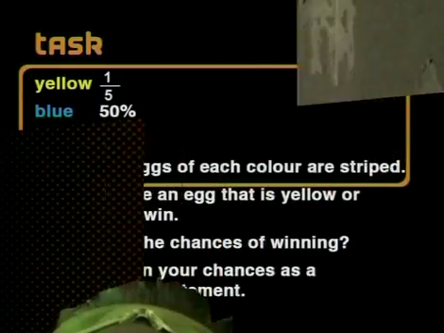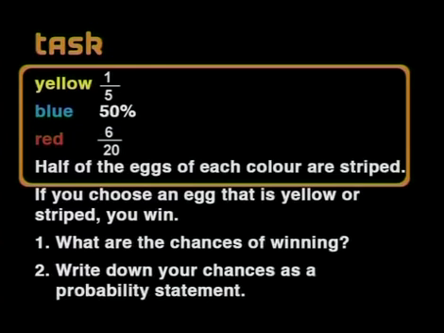Well, we worked out which choice gave Chabor a better chance of winning his game with the Anazas. Now it's your turn. Here's another tricky game of chance from the Anazas. This time, there are only 3 different colors of eggs: yellow, blue, and red. 1/5 of the eggs are yellow, 50% are blue, 6/20 are red, and half of the eggs of each color are striped. If you choose an egg that is yellow or striped, you win. If you choose anything else, the Anazas wins. What are your chances of winning? Write down your chances as a probability statement.